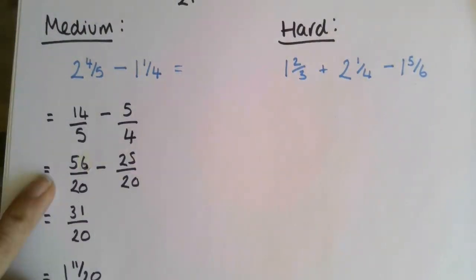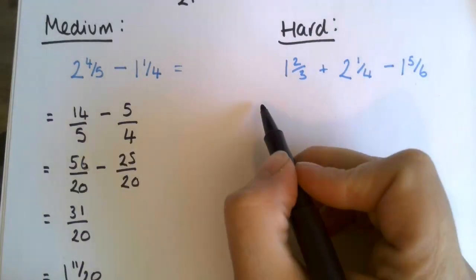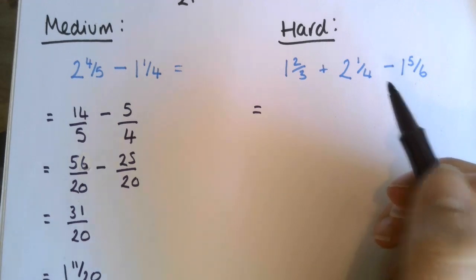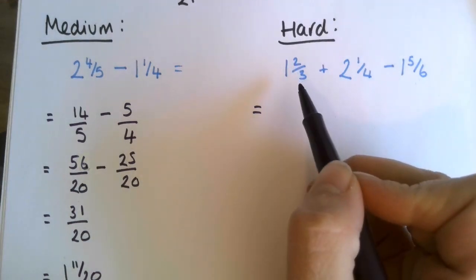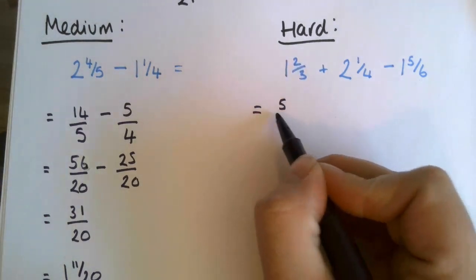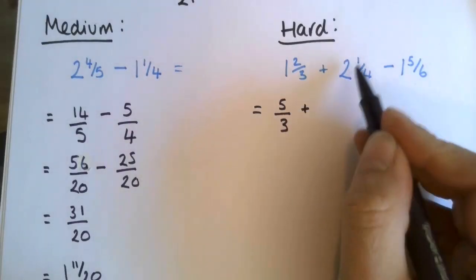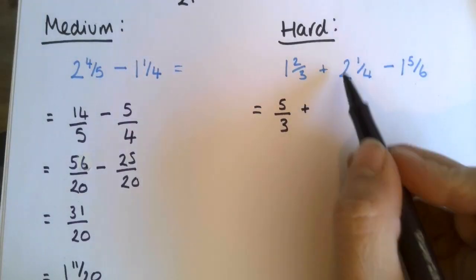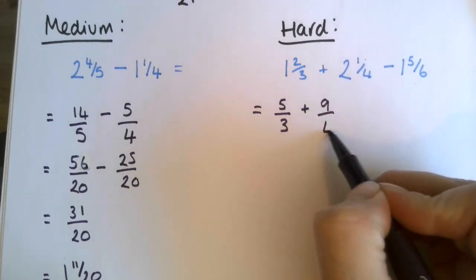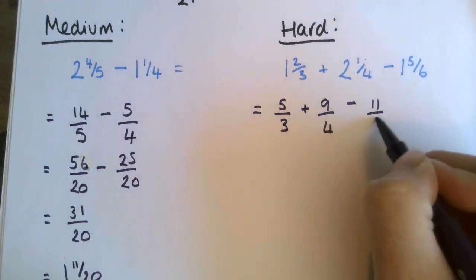So just like on this one, the first thing we need to do is to change our numbers into top-heavy fractions or improper fractions. So 1 and 2/3, there's 3/3 in 1, plus we've got these 2, so that is 5/3 altogether, plus 2 1/4. 2 is 8/4 altogether, plus this one, so we've got 9/4. Take away 1 and 5/6 is 11/6.